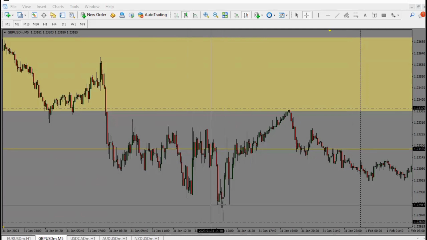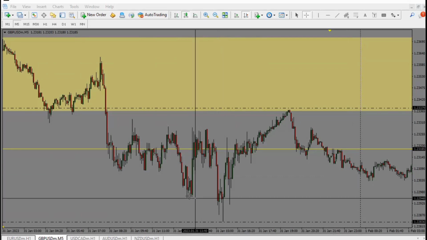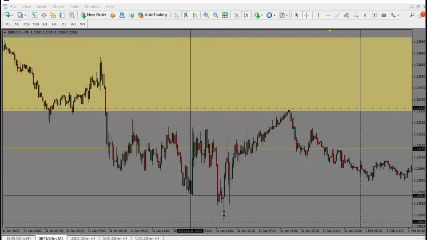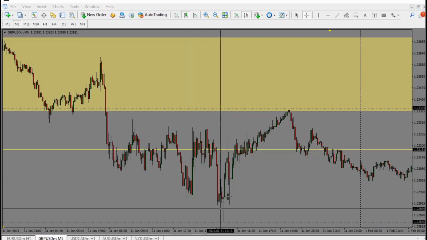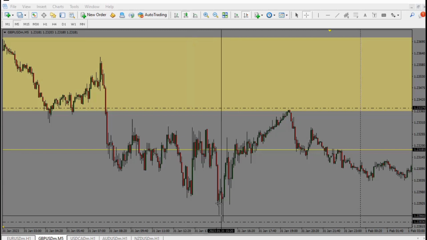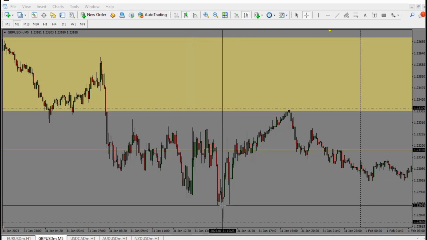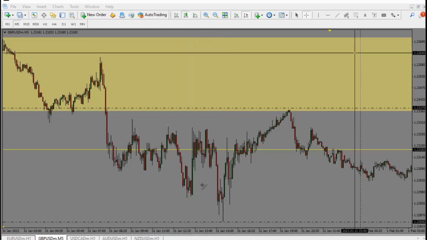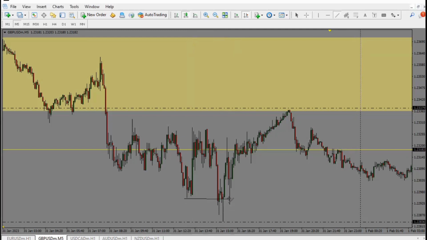Now, looking at this, we know that here the price took out this low. How do we know that we are going to buy here? How do we know that it won't just keep going down? How do we know that there's going to be a reversal here? If you can answer these questions, it is going to help you in your trading career.